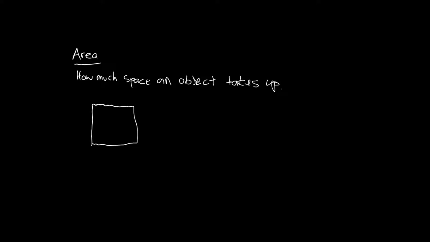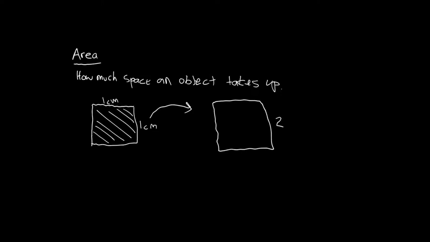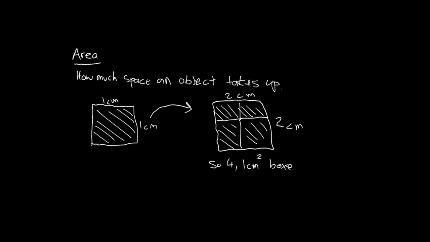So if we had a box that was 1 centimeter by 1 centimeter, it's a square, and we define this as a unit. So we say we've got a square 1 by 1, and then I gave you a different shape that was 2 centimeters by 2 centimeters. We want to think about how many of these 1 centimeter squares fit inside of this shape. And if we draw it in, we can see that we've got 2 centimeters and 2 centimeters, so we fit 4 boxes. So 4 lots of 1 centimeter squared boxes fit inside this shape. So we can write this as 4 centimeters squared, which is its area.